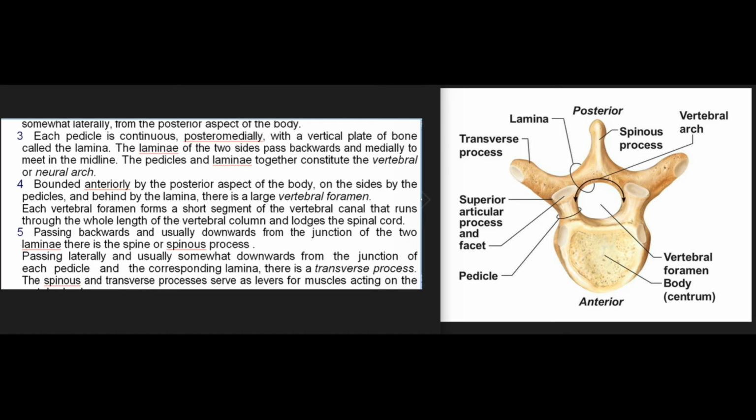4. Bounded anteriorly by the posterior aspect of the body, on the sides by the pedicles, and behind by the lamina, there is a large vertebral foramen. Each vertebral foramen forms a short segment of the vertebral canal that runs through the whole length of the vertebral column and lodges the spinal cord. 5. Passing backwards and usually downwards from the junction of the 2 laminae there is the spine or spinous process. Passing laterally and usually somewhat downwards from the junction of each pedicle and the corresponding lamina, there is a transverse process. The spinous and transverse processes serve as levers for muscles acting on the vertebral column.